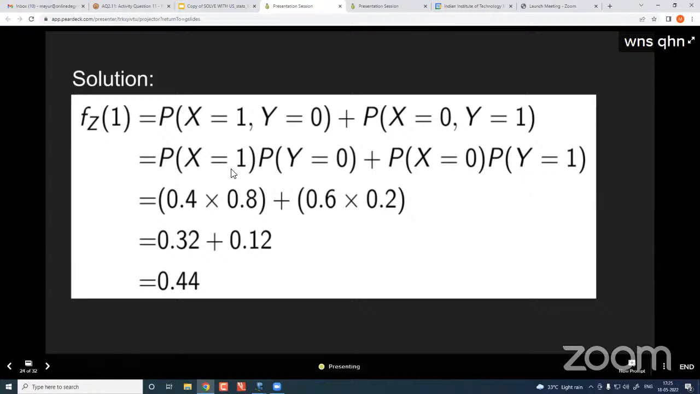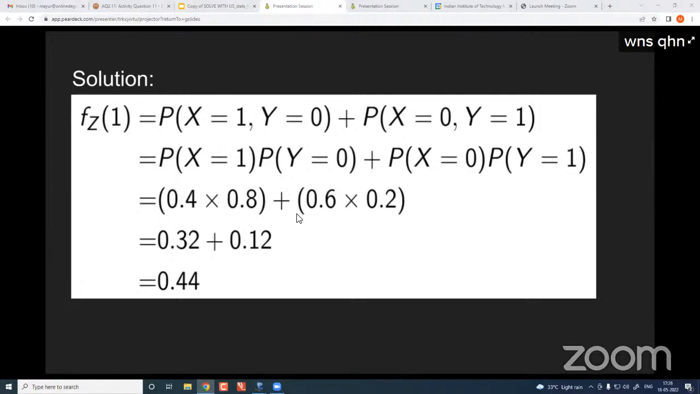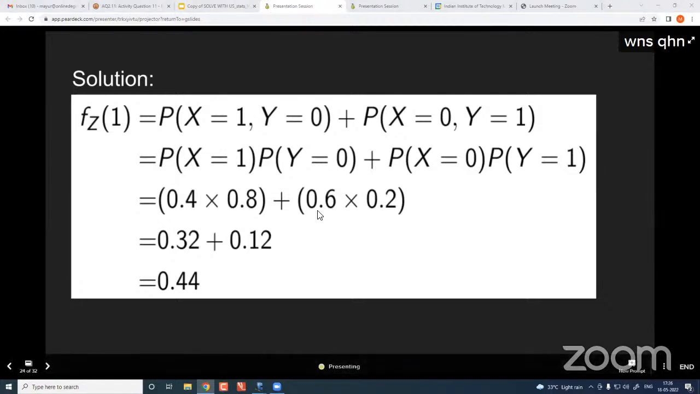What is the probability that x equals 1? It is success, 0.4. And what is the probability that y equals 0? 0.8. Right. Same with what is the probability that x equals 0? It's 0.6. And y equals 1 is 0.2. So if you multiply these probabilities, you'll get 0.32 and 0.12, and after adding this, right? Okay. It's not difficult, right? This was very easy, right? Compared to previous ones.